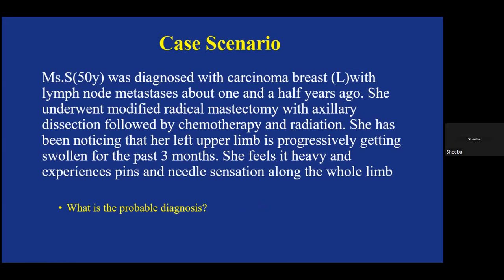We have only limited time, so I think I can move on. This is lymphedema. This patient is diagnosed with carcinoma breast and total mastectomy was done, followed by chemotherapy and radiation. So these are the 3 possible causes for developing lymphedema for this patient. One is total mastectomy, the second is chemotherapy, and the third is radiation. So we are going to discuss lymphedema.